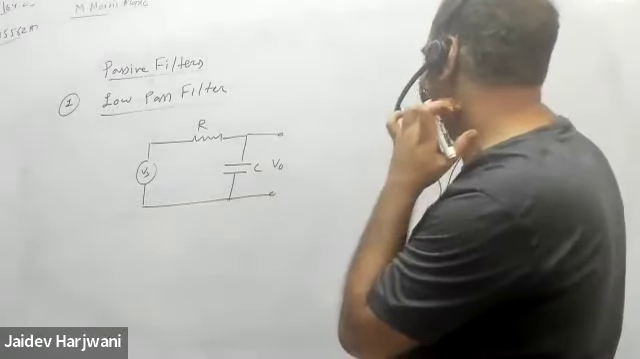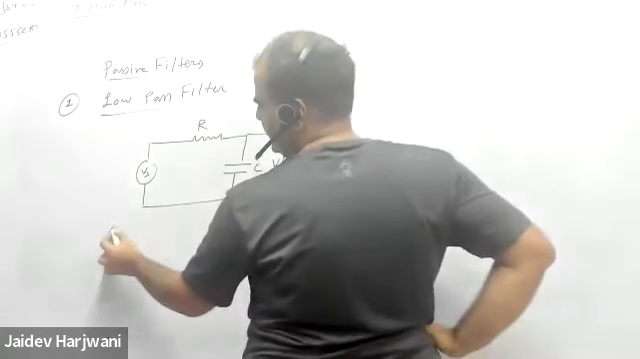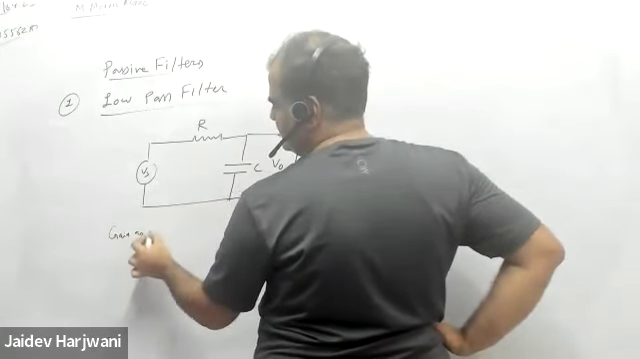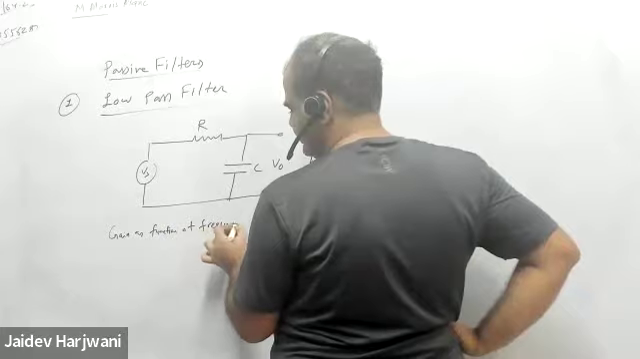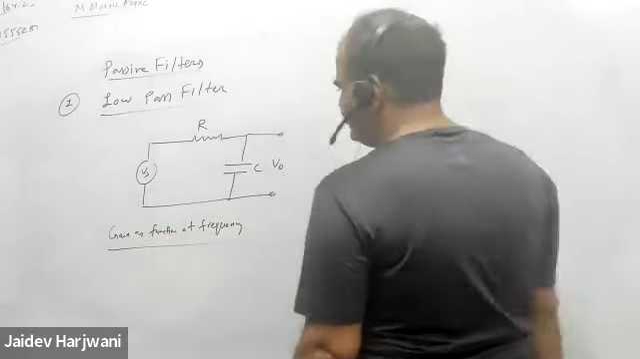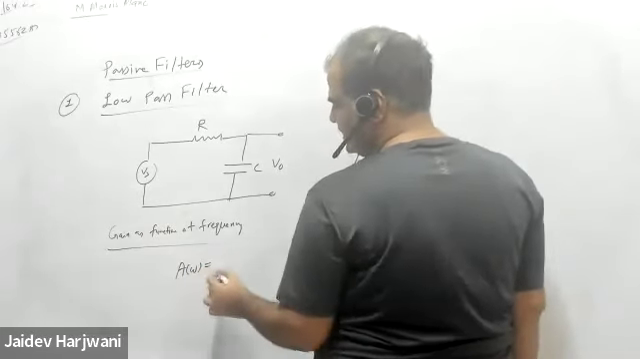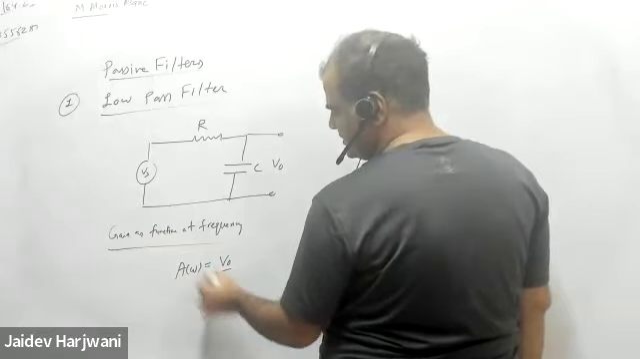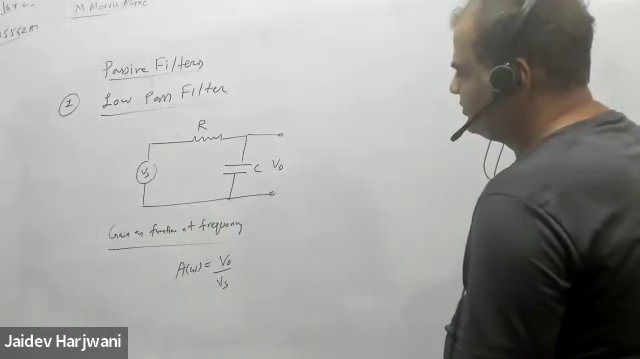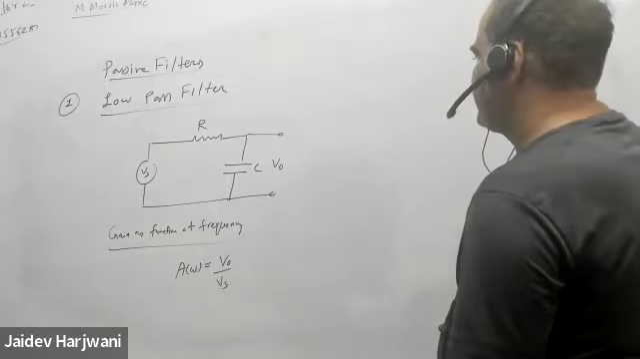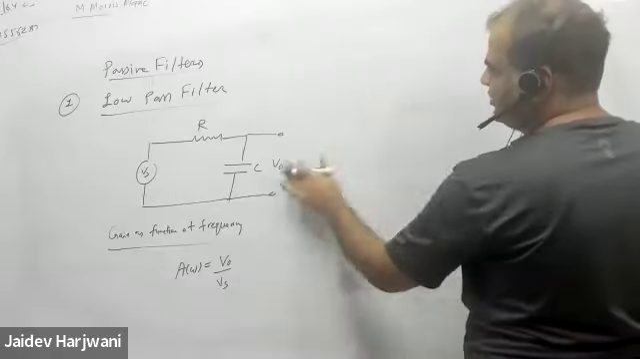Now I want to find the gain as a function of frequency. What is the gain of the circuit? The gain of the circuit is A of omega, which depends on frequency, that is V naught by Vs. So I want to plot this graph. First of all, let me write what my V naught is here.